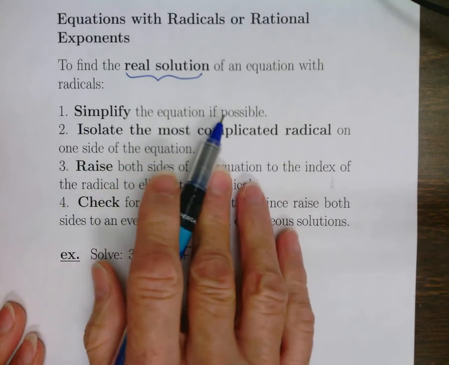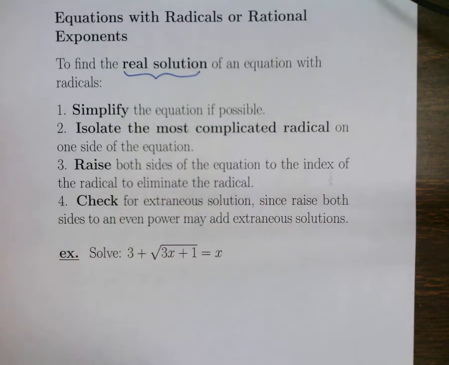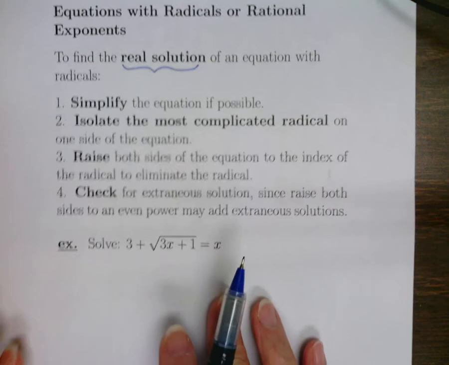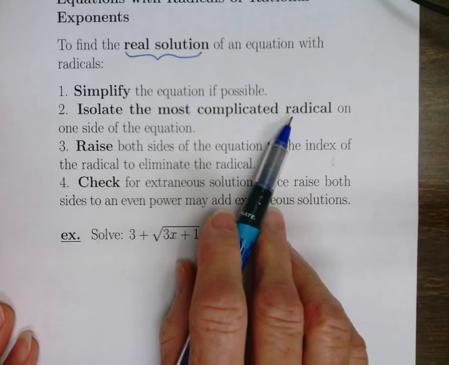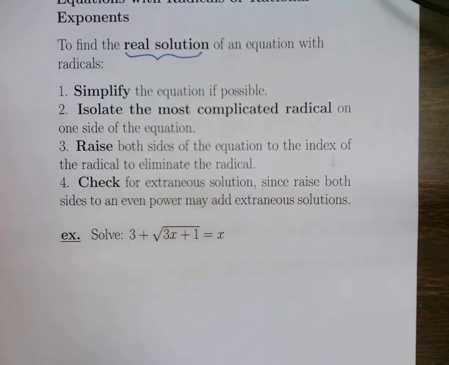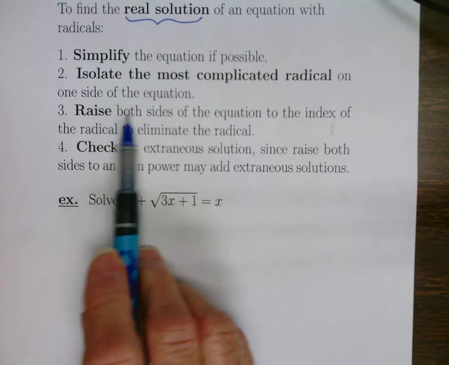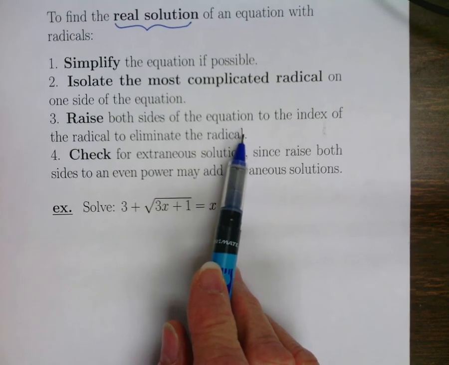First of all, and always, simplify your equation if possible. Any simplifying you can do will make your steps easier. The next is to isolate the most complicated radical on one side of the equation. And we'll see that in just a minute. But basically, you want to get a square root by itself, and the nastiest one to make it easier. Then we're going to raise both sides of the equation to the index of the radical to eliminate it.